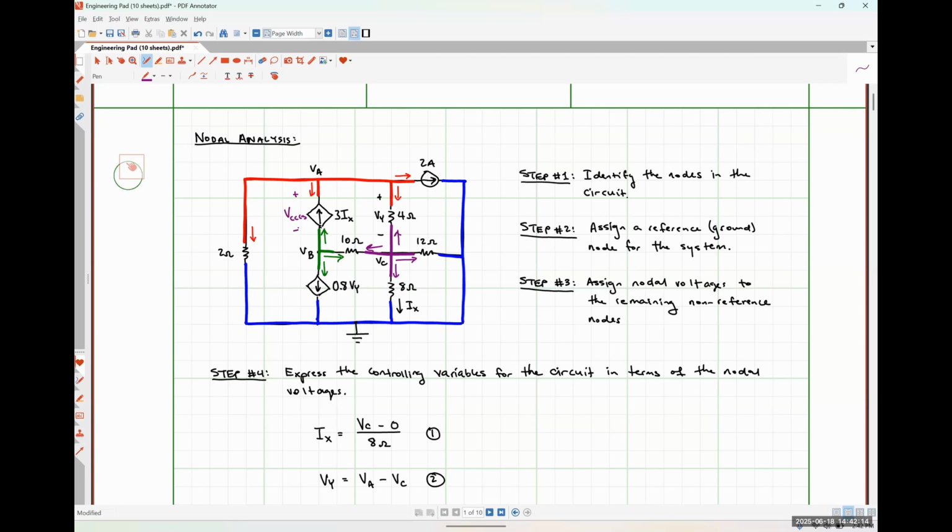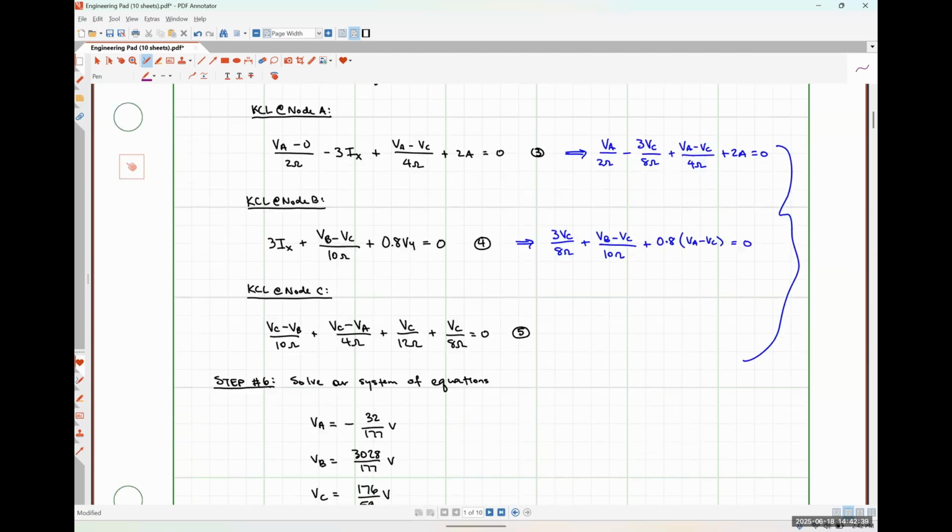And the reason why I want the voltage with this particular polarity is so that my current is flowing into the negative polarity terminal, and thus I times V is my supplied power, right? So you are 100% correct that that voltage is just going to be VA minus VB, and then we would multiply that by 3IX, where IX is just VC over 8.